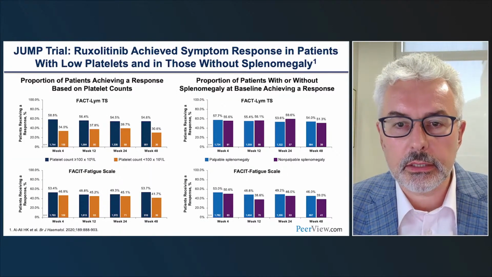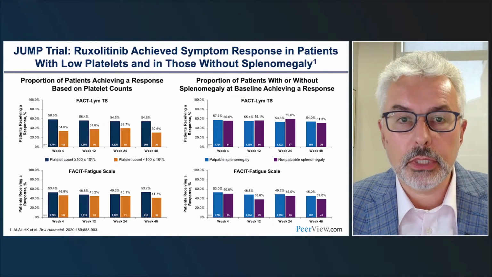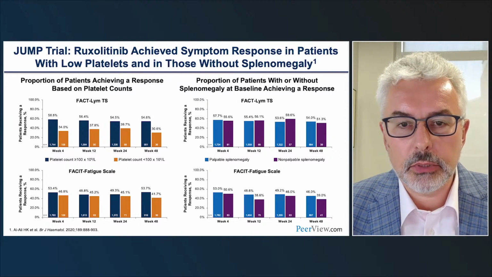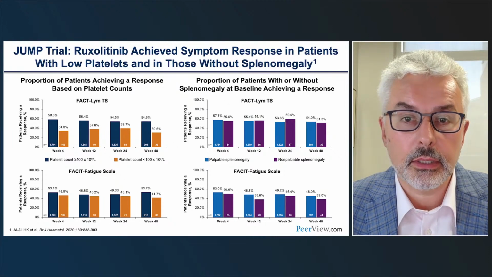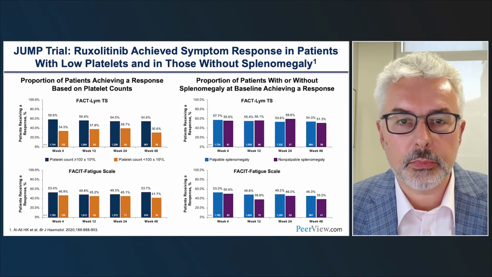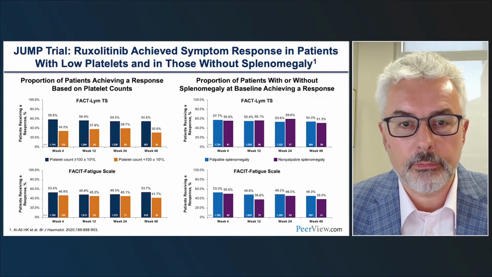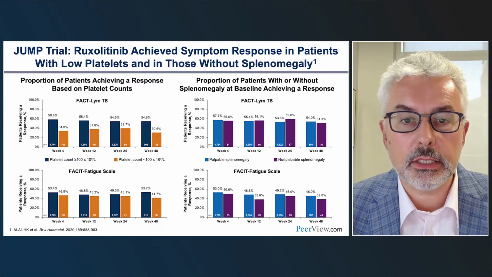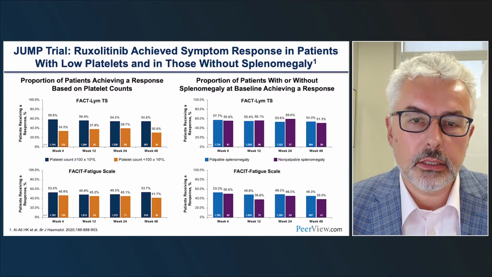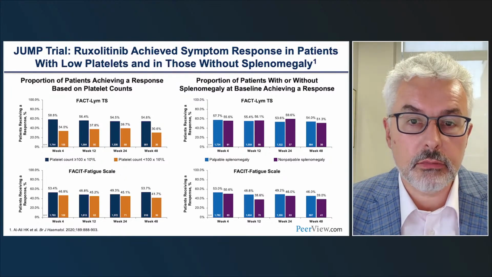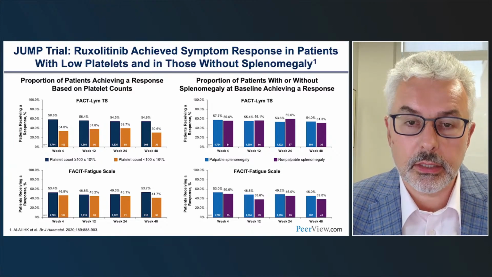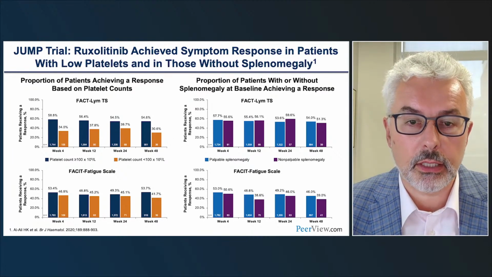So here is an analysis of the JUMP trial. This was more than 2,000 patients treated with ruxolitinib in 26 countries. And what I'm showing here is an analysis of particular patients with particular characteristics. On the left side is the proportion of patients achieving a response based on platelet count. This is the response in the quality of life. And quality of life here, as you can see, was achieved in a very good proportion of the patients, even in patients with low platelets, defined as platelets less than 100,000.